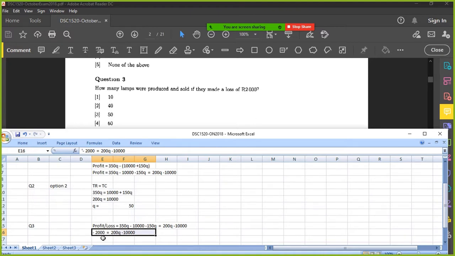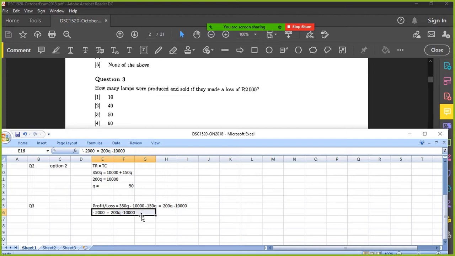Okay, so if you've got that, you're going to solve for Q. Take the 10,000 to the left, it'll become 8,000. 8,000 equals 200Q. Solve for Q. Q will equal 8,000 divided by 200, which is 40, option 2.